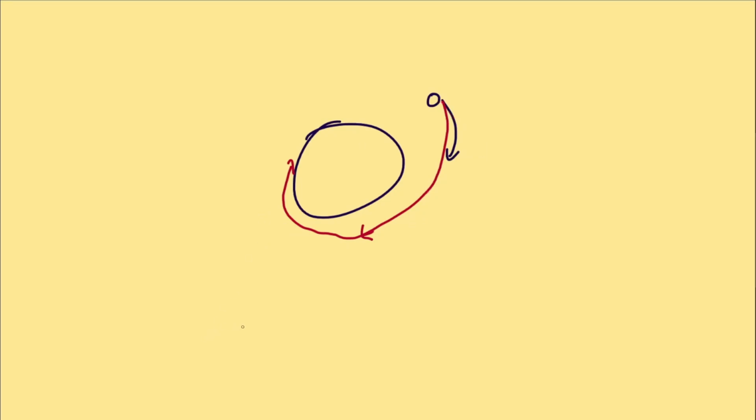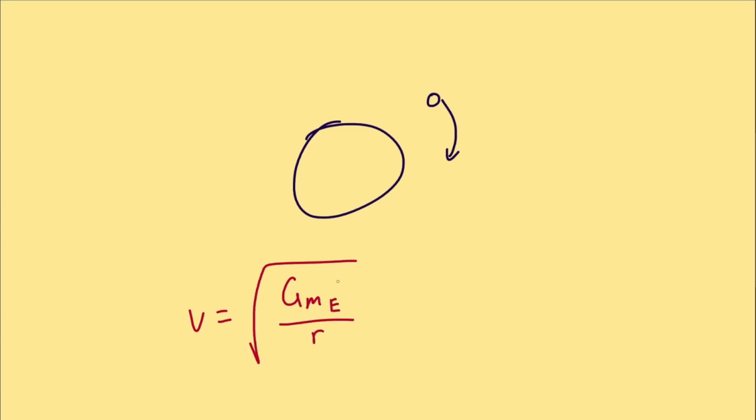Now, the formula for the speed you need to stay in orbit as a satellite is V equals the gravitational constant times the mass of Earth divided by radius, and this is also under the square root. Here's something interesting. This formula doesn't involve the mass of the satellite, only the mass of Earth. So that means no matter how heavy your satellite is, it will move at the same velocity as any other satellite, no matter how heavy.